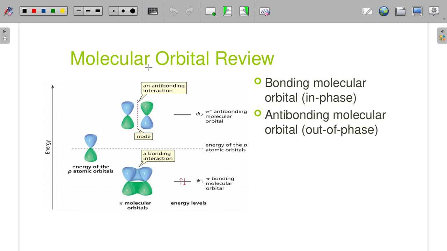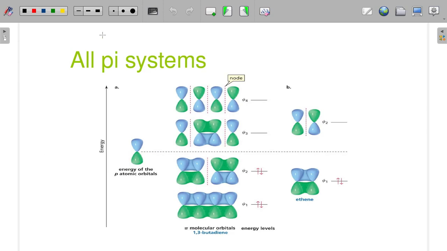This is with just CH2, so an alkene. Let's look at butadiene. So butadiene was carbon double bond, carbon single bond, double bond. Now, each one of these carbons has a p orbital, so that would create a row of 4 p orbitals.